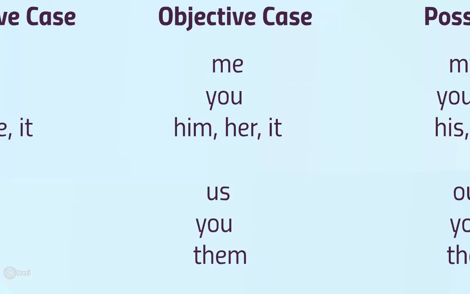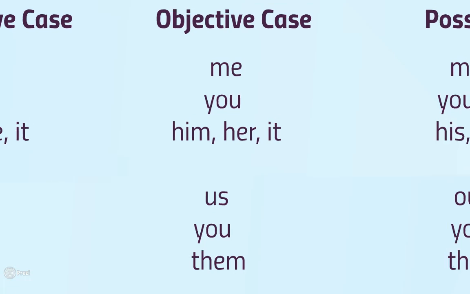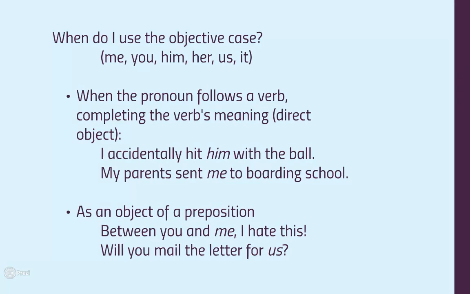All right, moving on to the objective case. When do you use the objective case? Well, there are two places that you use it. First is when it follows a verb and it's completing the meaning of that verb. This is also known as a direct object. We'll talk more about direct objects later, but for right now, I really just want you to concentrate on the fact that the objective pronouns go after the verb.